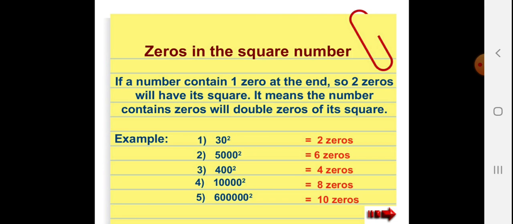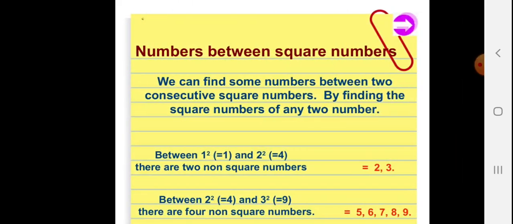5,000 squared. So 3 zeros will be multiplied by 2. 3 twos are 6, so 6 zeros. 400 squared: 2 zeros, 2 times, that is a total of 4 zeros. 10,000: 4 zeros multiplied by 2 gives 8 zeros. And we have here 6 lakh, that is 5 zeros. So 6 lakh squared will be: 6 squared is 36, and 5 zeros into 2 is 10 zeros.